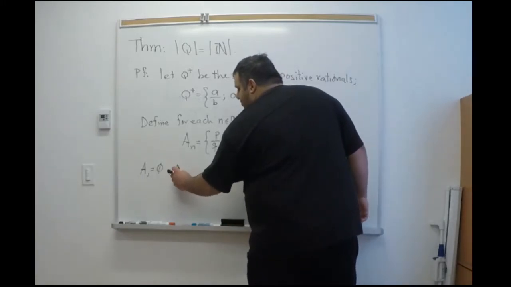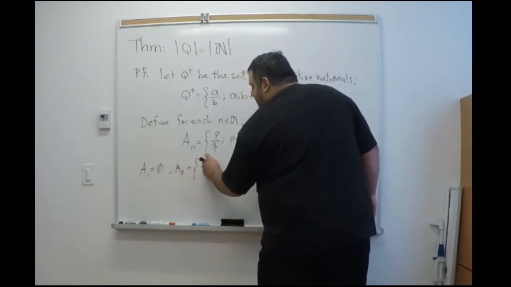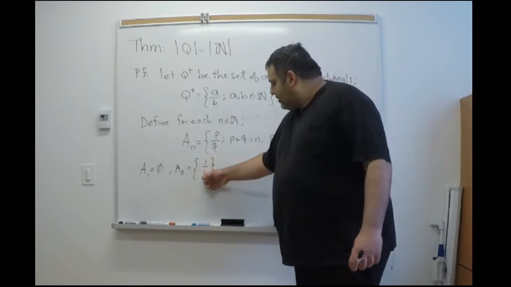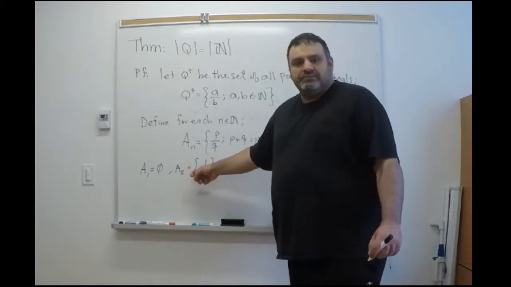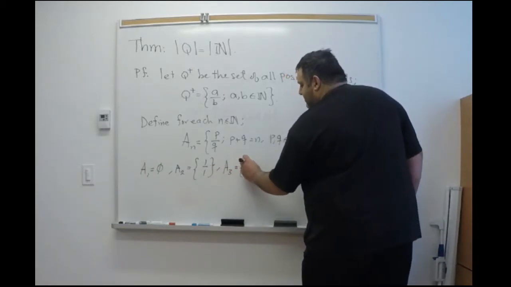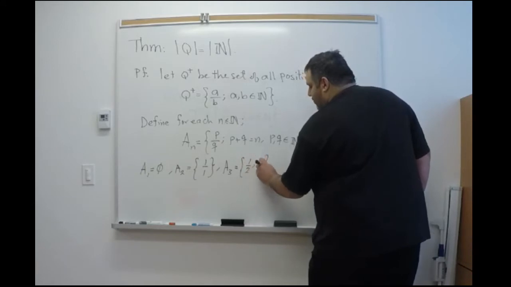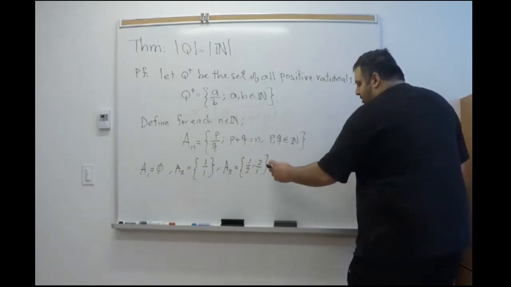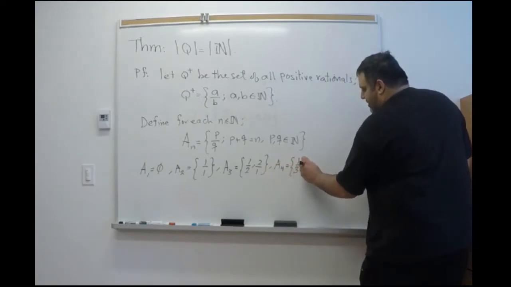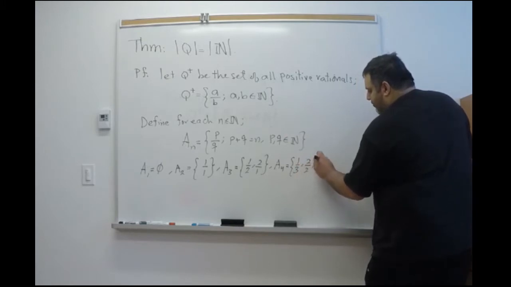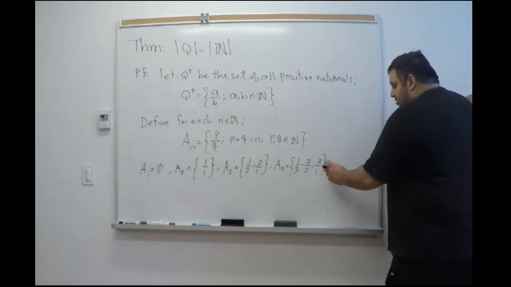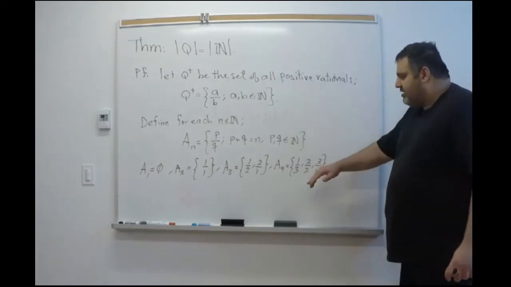On the other hand, A2 has one element in it, the fraction 1 over 1. Why? Notice these are both natural numbers, and 1 plus 1 is 2. A3 has two elements in it, 1 over 2 and 2 over 1. A4 has three elements in it, 1 over 3, 2 over 2, 3 over 1. You should try the rest of these, but you just keep going. So for each n, you get these.